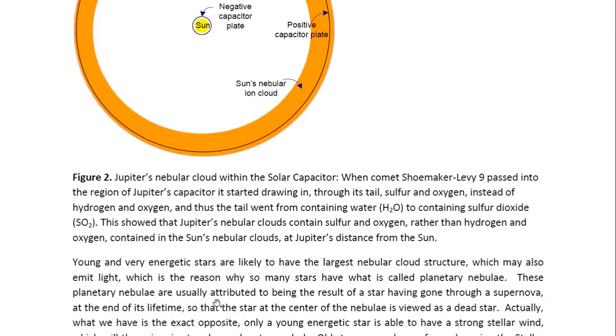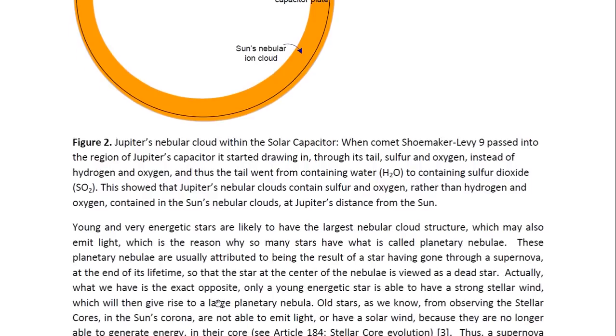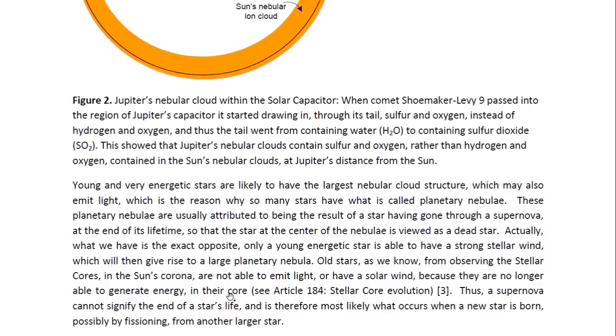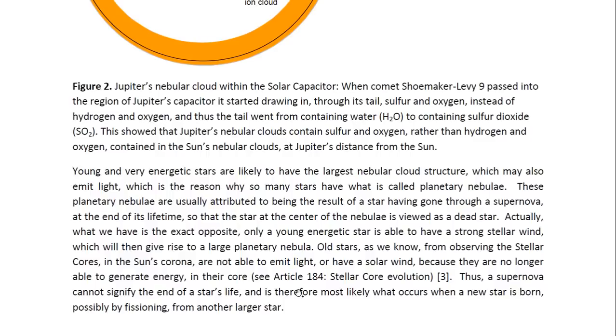Now, young and very energetic stars are likely to have the largest nebula cloud structure, which may also emit light, which is the reason why so many stars have what is called planetary nebula. These planetary nebula are usually attributed to being the result of a star having gone through a supernova at the end of its lifetime, so that the star at the center of the nebula is viewed as a dead star. Actually, what we have is the exact opposite.